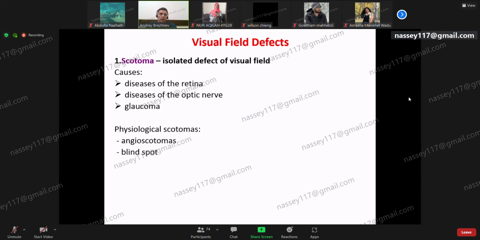It's a very small area, less than 1.5 millimeters on the retina of every eye, and we can't see it without a special examination. Even during our practical classes, I hope that you will have such a possibility to examine each other, and you'll find this blind spot during the visual testing in all of your group mates. So it's a physiological scotoma, it's not a pathology.